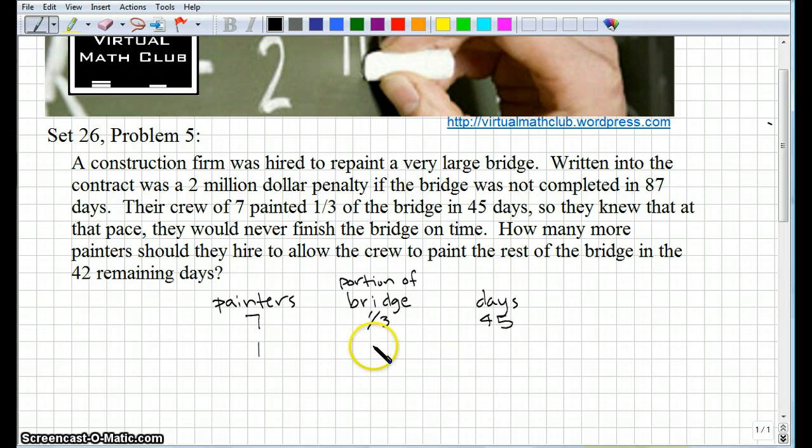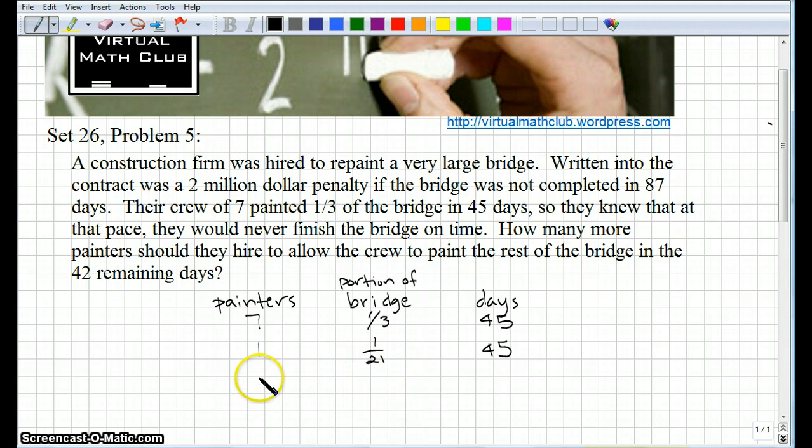Alright, so let's figure out, if it takes 45 days, if they only had one painter, how much of the bridge could one painter paint in 45 days? Okay, so we can just divide this by 7. So this would be 1/21.